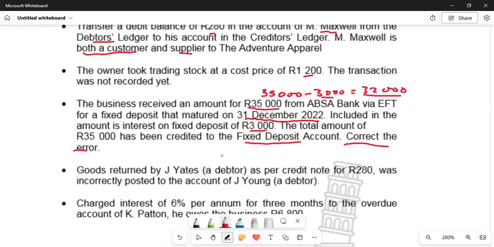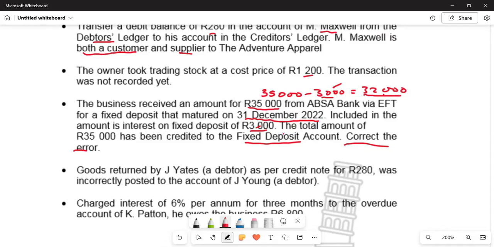Now let's come to the error that we have to correct. The full 35,000 was credited to the fixed deposit account, which is the error. This is incorrect because 32,000, which is the principal amount, should reduce the fixed deposit. The 3,000 should go to interest income.